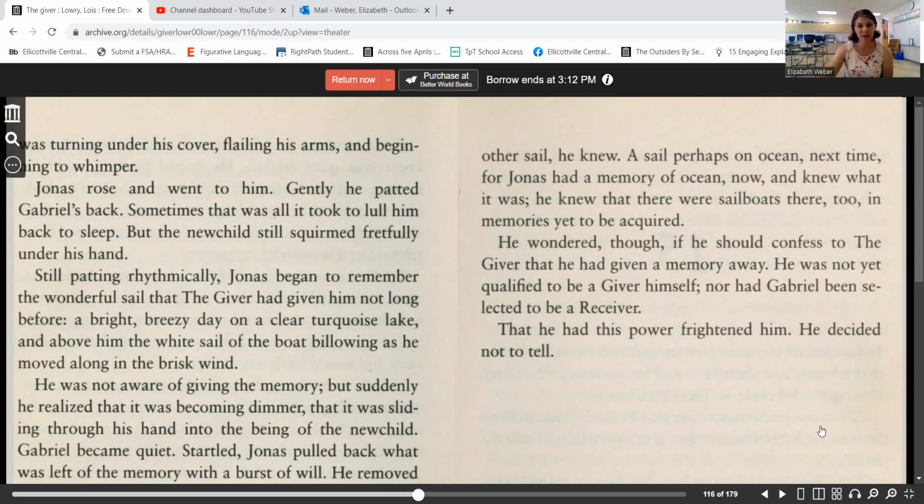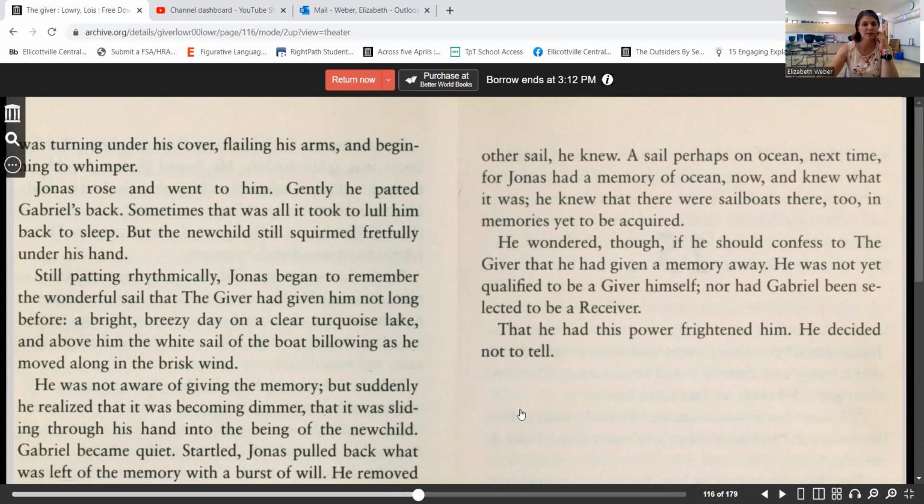Still patting rhythmically, Jonas began to remember the wonderful sail that the Giver had given him not long before. A bright, breezy day on a clear turquoise lake, and above him the white sail of the boat billowing as he moved along in the brisk wind. He was not aware of giving the memory, but suddenly he realized that it was becoming dimmer, that it was sliding through his hand into the being of the new child. Gabriel became quiet. Startled, Jonas pulled back what was left of the memory with a burst of will.